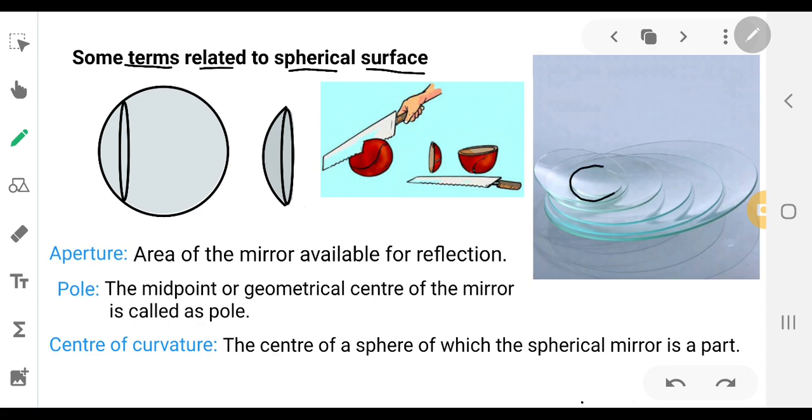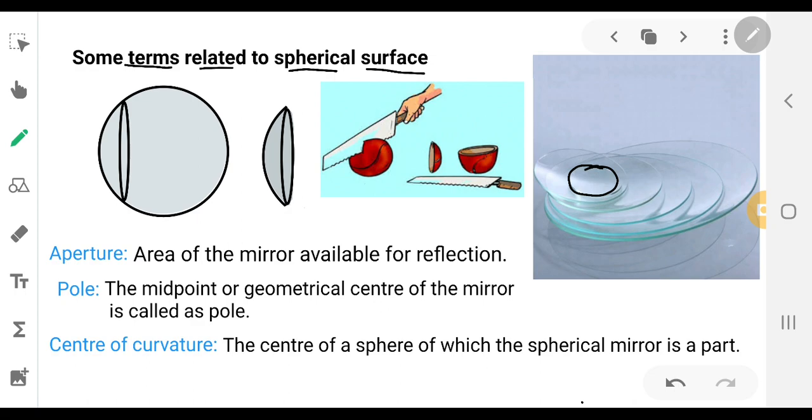These watch glasses are of different sizes, which means these are all parts of different, differently sized spheres. The first one, second watch glass, third watch glass. Different watch glasses are there. They are all parts of differently sized spheres. So this is called the spherical surface. Now, what are the terms related to the spherical surface?